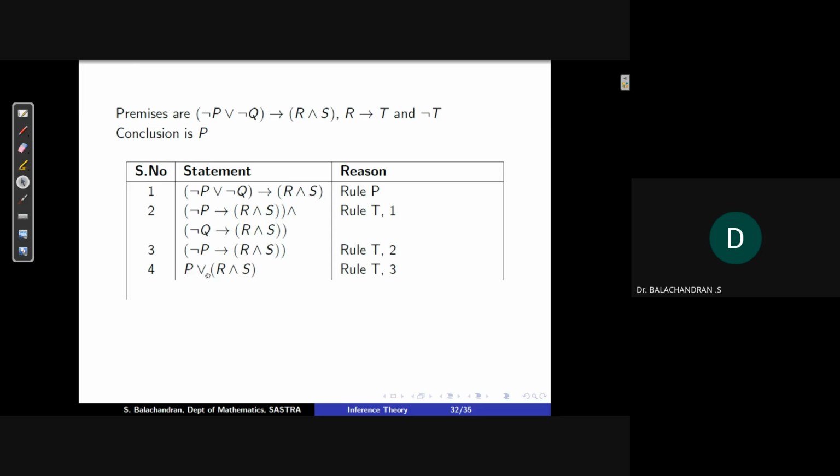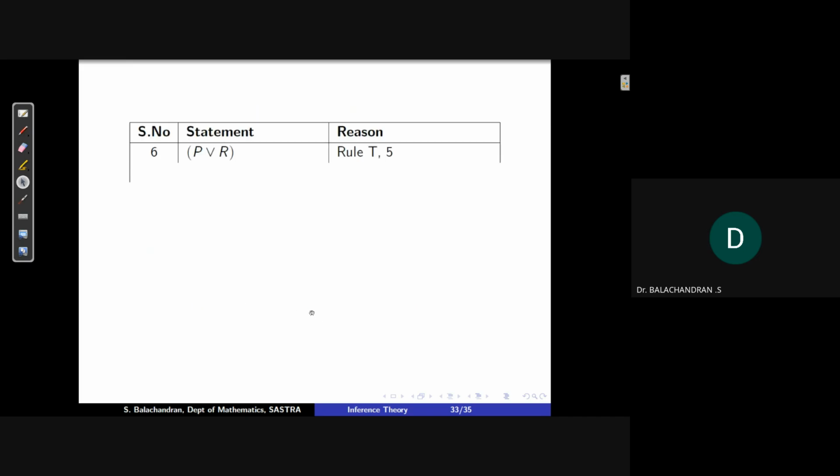Now apply the distributive law. If I apply the distributive law, you'll get (P or R) and (P or S). Distributive law: P or R, and P or S. Now again this is P, this is Q. So from P and Q we'll get P or R. Okay, P or R.